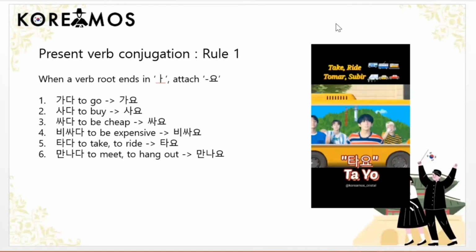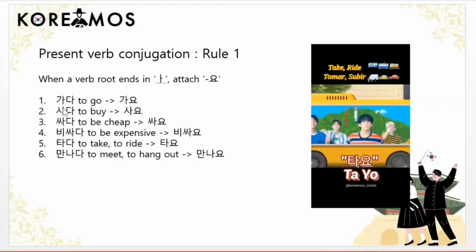So present verb conjugation, rule number one. Before we start, every Korean infinitive verb ends in 다. And if we remove 다, it's the verb root. So the present verb conjugation rules from 1 to 4 depend on which vowel or which final consonant the root ends in. The first one is when the verb root ends in a vowel, we attach 요.